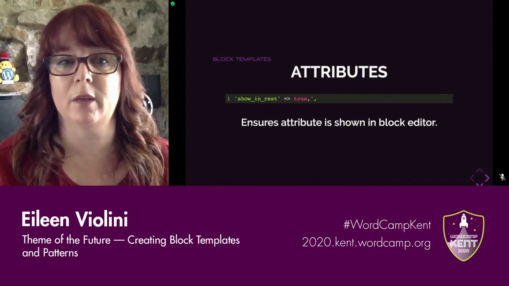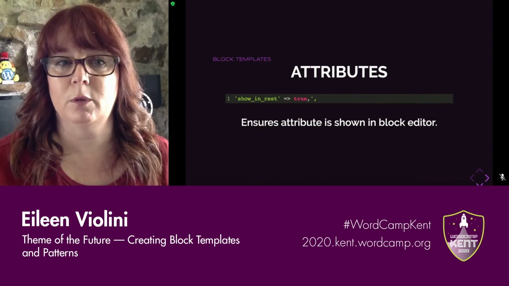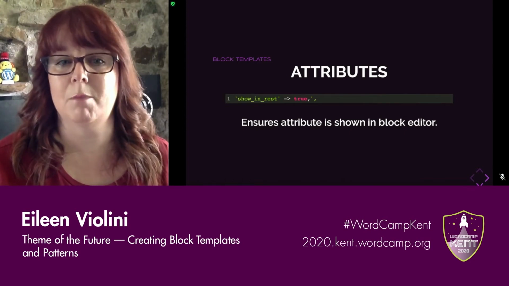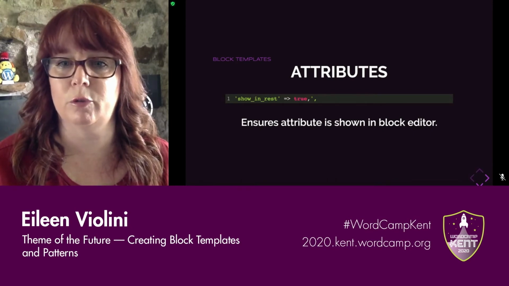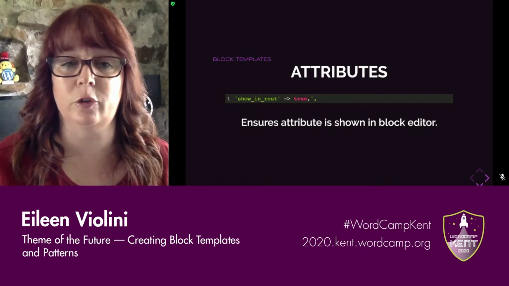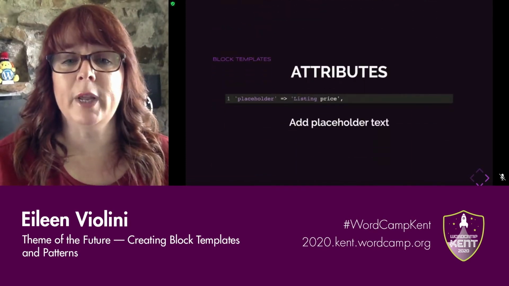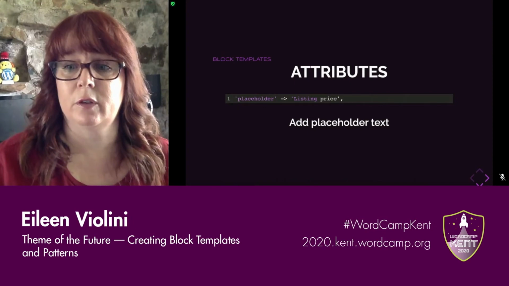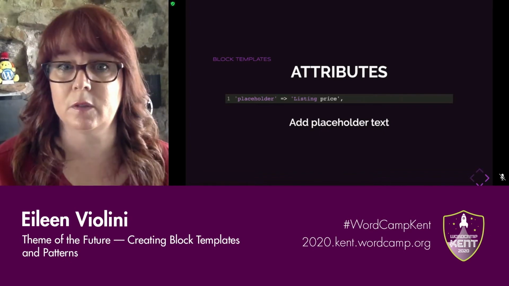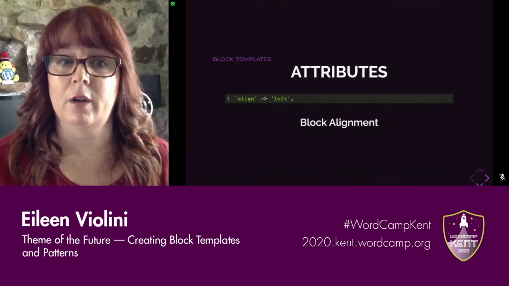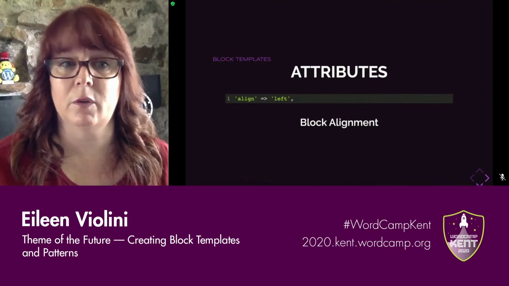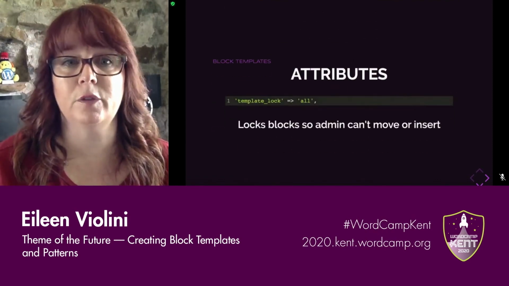So one of the first attributes is show in rest true. That's what's going to make the block available in the block editor for the user to be able to add content into. So very important. You can add placeholder text. So for our realty agency, we want to let people know this is the place where you're going to put the listing price. You can align the content. So here we're going to align that block left.